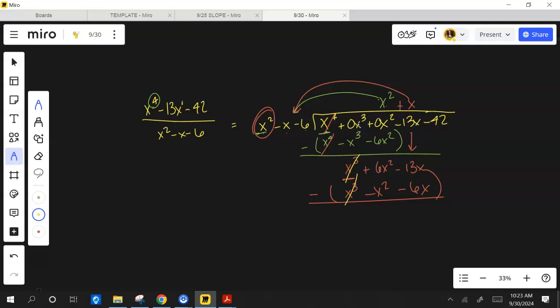7x squared. What are y'all laughing at? Negative 13x minus negative 6x is negative 7x. Drop down the last one. Now what do you multiply x squared by? 7. That goes up top. Multiply around.